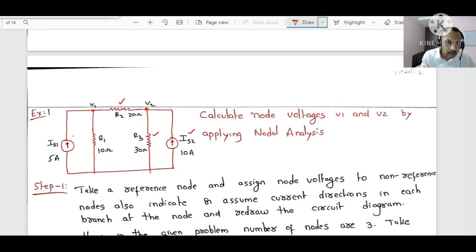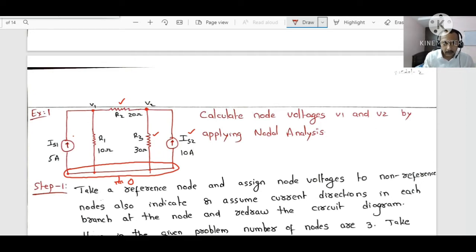Yes, you are correct. See, this IS is joined here, and this R1 is joined here, and this V2 is joined here, and this is joined here. All these together form one node. You can take it as a 0th node, reference node. So total 3 nodes are there in this diagram.